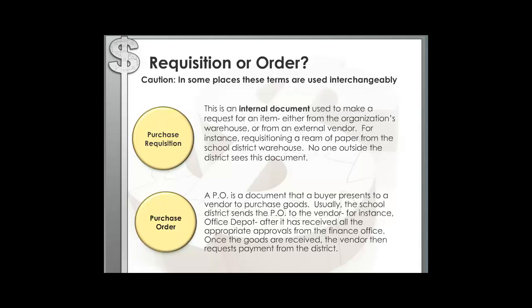Think of a purchase requisition as an internal document, sometimes used just to request a purchase order or the first step in generating a purchase order. And sometimes when a district has a local warehouse where they keep chalk and paper and that kind of thing, a requisition can be used just to request some of those supplies from the district warehouse. A purchase order, being an external document, is the piece of paper that's given either electronically or hard copy to a vendor to order some materials.